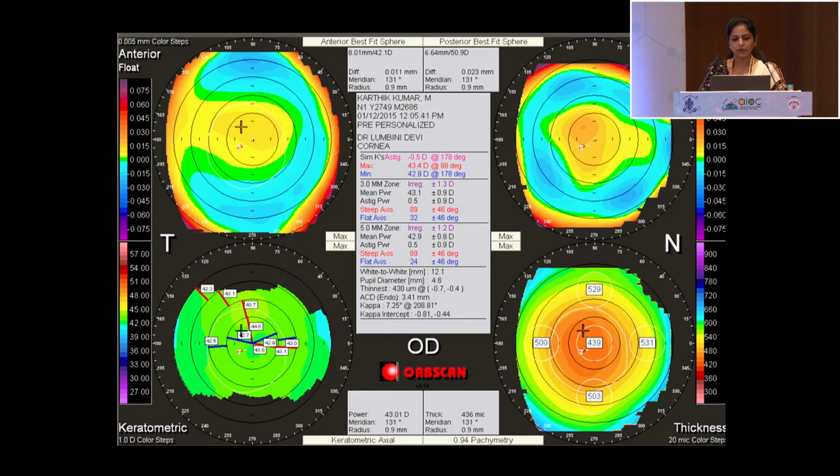Another map, this is an Oculus scan map, where in the inferior, there is no typical pattern that you can see, but there is some sort of thinning. But the 3 mm zone irregularity, 5 mm zone irregularity is not there, it is exactly normal. So this case is just a thin cornea and not a case of keratoconus.